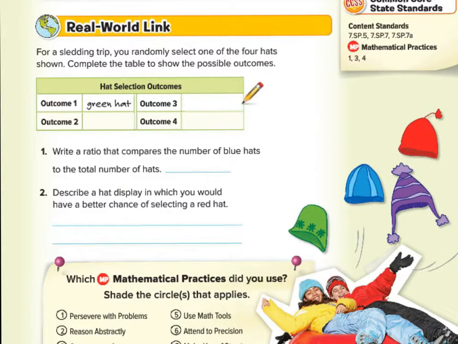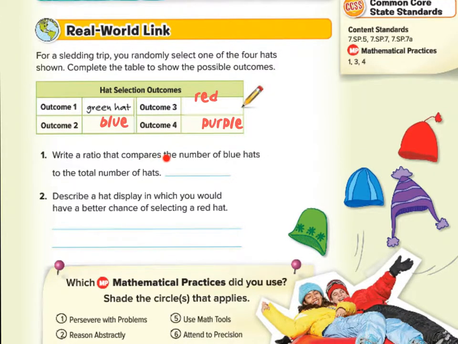Real world connection. For a sledding trip, you randomly select one of the four hats shown: green hat, blue hat, purple hat, red hat. Complete the table to show the possible outcomes. So in the first outcome, you chose the green hat. That means there's a possibility you could choose the green hat again, but all four hats have equal probability. So in outcome 2, you could choose the blue hat, outcome 3, the purple hat, and outcome 4, the red hat.